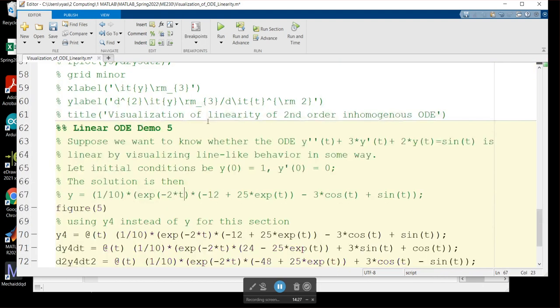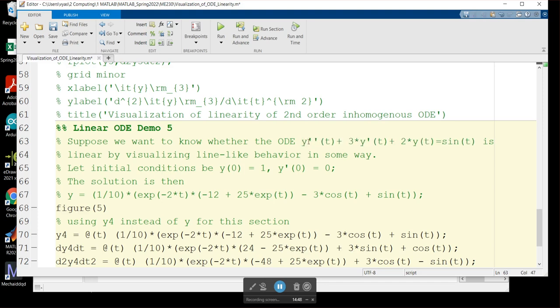Okay. So now here's my ODE, y double prime of t plus 3 times y prime of t plus 2 times y of t equals sine of t. So y double prime is d square y over dt square, y prime is dy dt. So here's an inhomogeneous or non-homogeneous ODE because of the non-homogeneous term sine of t. But this is still linear because this is a linear combination.